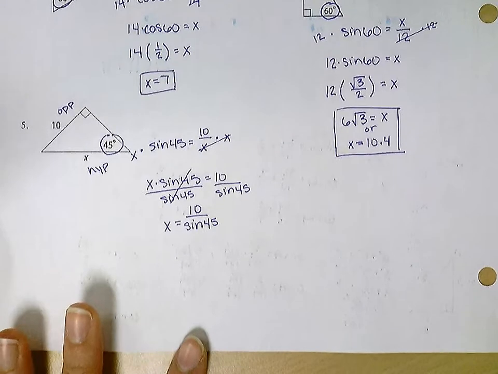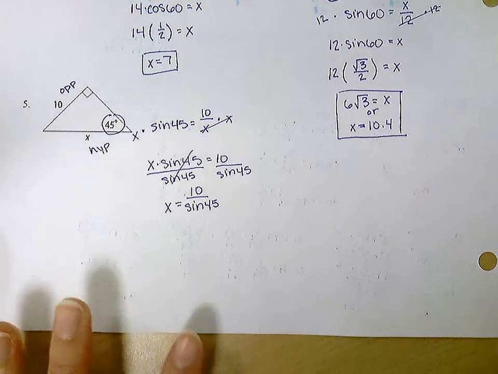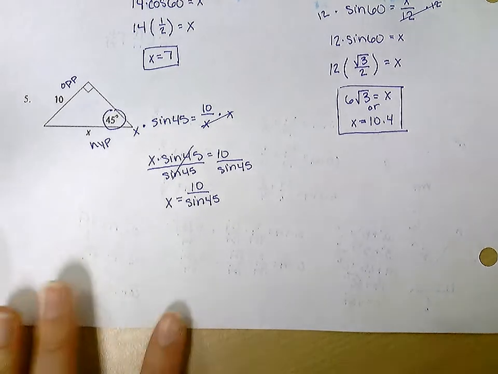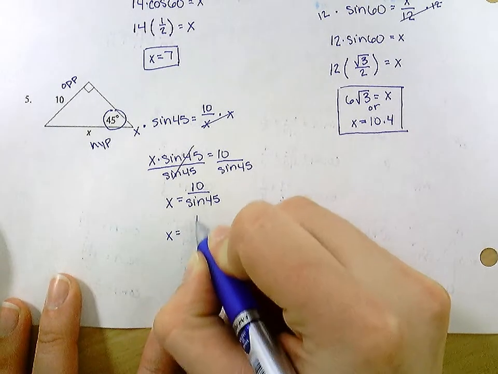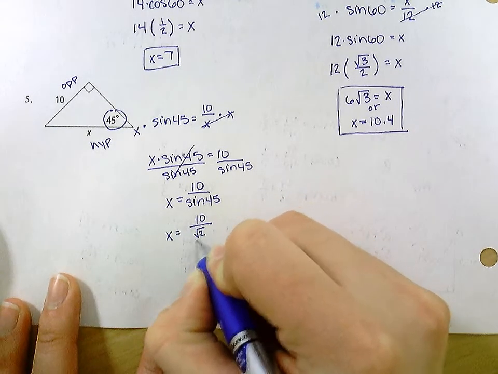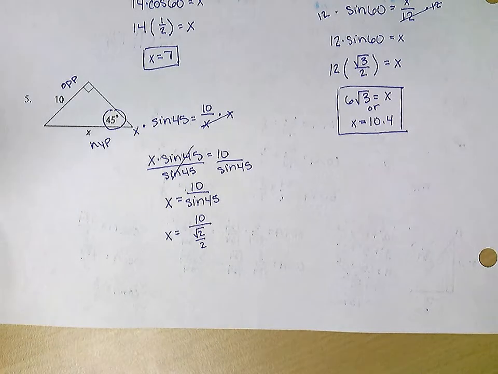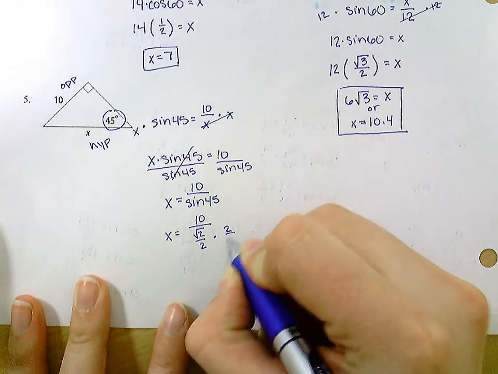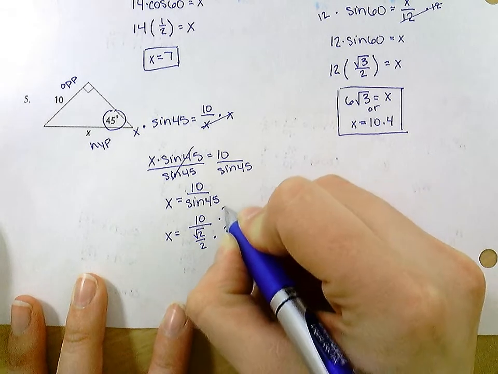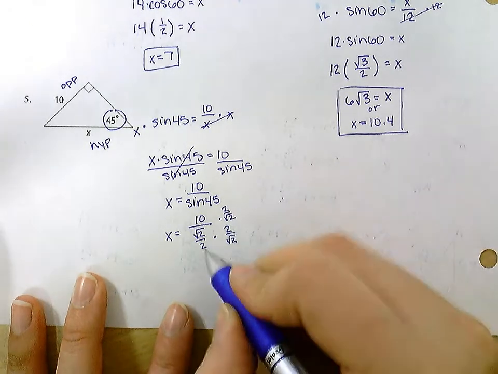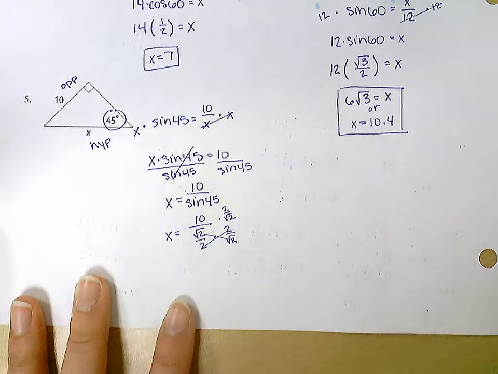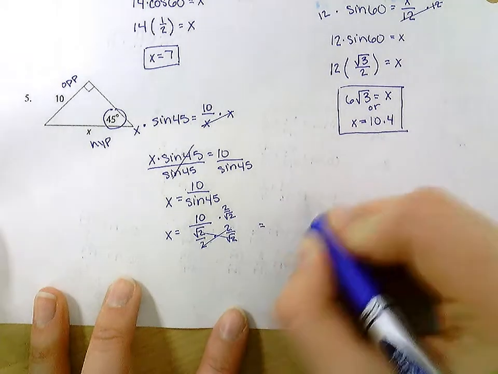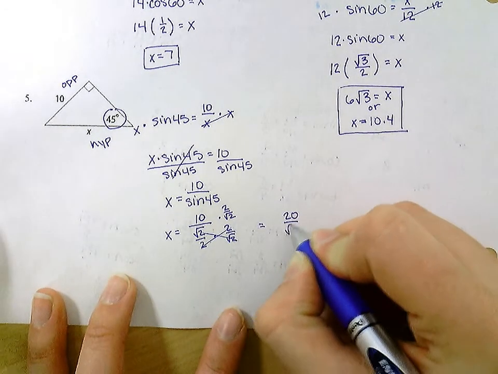Now what is the sine of 45? Square root of 2 over 2. All right, when you have something like this, leave it. Don't touch it. Multiply by the reciprocal. That way it cancels out each term here. So you have 20 over the square root of 2.